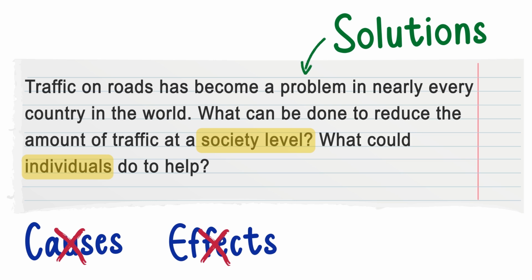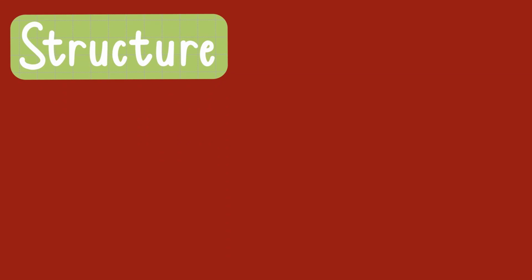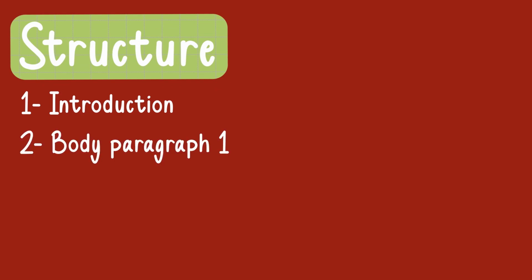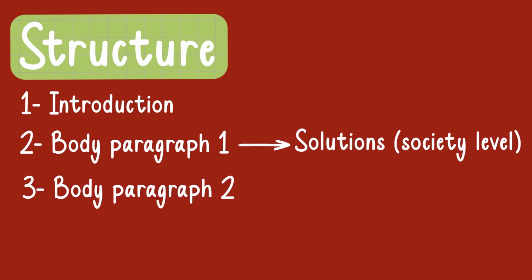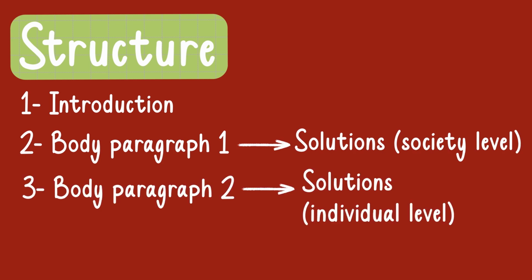So, our structure would be something like this. The first part is introduction, the first paragraph. The second paragraph, which is our first main body paragraph, is to talk about solutions at a society level. And our second body paragraph will be solutions that individuals can offer or can do to help. And our last paragraph is our conclusion part. All right, so it's only about giving solutions at a society level, and also individuals. All right, that's it. Now let's start writing this paragraph.